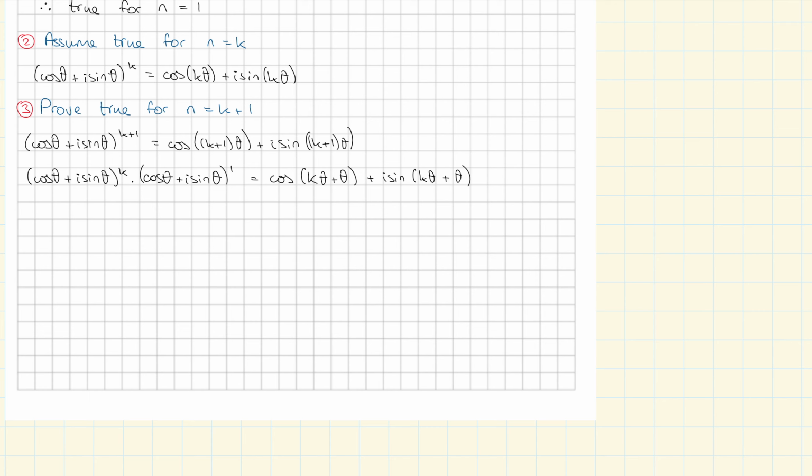Okay, so I'll come back now to my step 2, n equals k, and that tells me that (cos theta plus i sine theta) to the power of k, I can replace it with this. So that'll give me (cos k theta plus i sine k theta) multiplied by (cos theta plus i sine theta) will equal the right hand side.